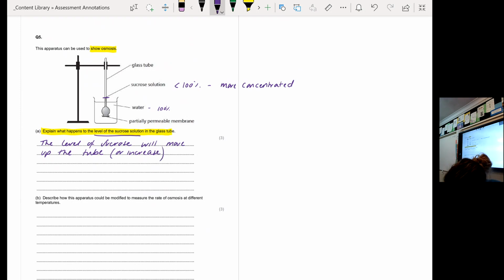You can say increase. Write that in brackets. And now I'm going to say the because bit. Okay, this is because water is going to move in here. Water moves into the tube. Okay. Actually, I'm going to write that a bit better. Water moves across the partially permeable membrane.